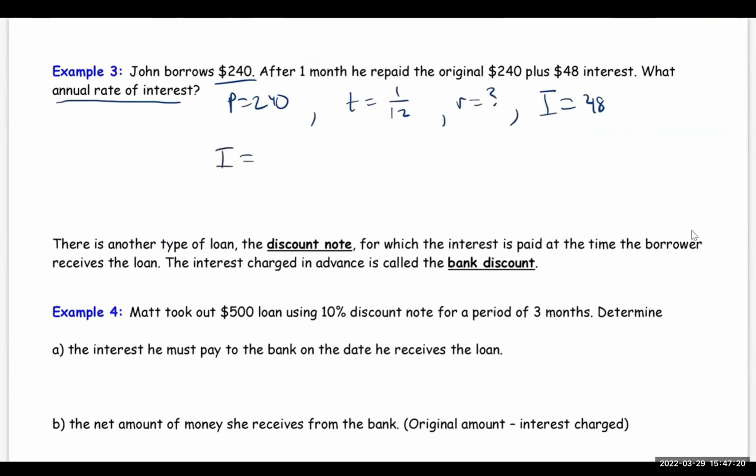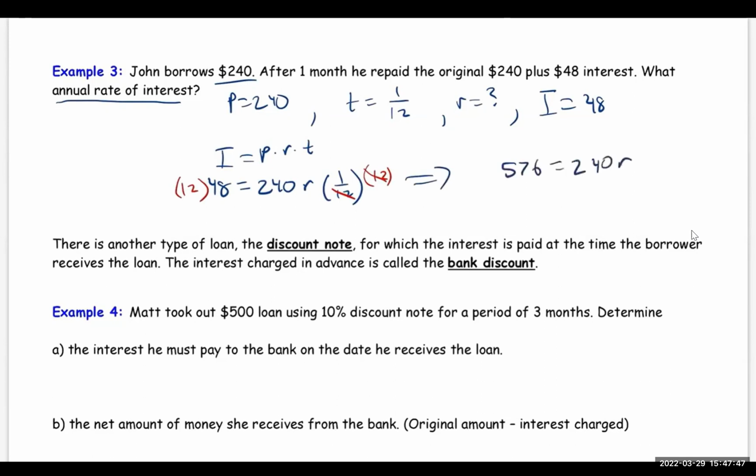So we got I equals P times R times T. So I is 48, P is 240, the interest rate is unknown, and time is 1/12. The way you solve for R is you multiply both sides of the equation by 12 in this case. Now you're going to have 12 times 48 is 576, which is equal to 240R. Then you would divide both sides of the equation by 240, and that's going to give you the interest rate.